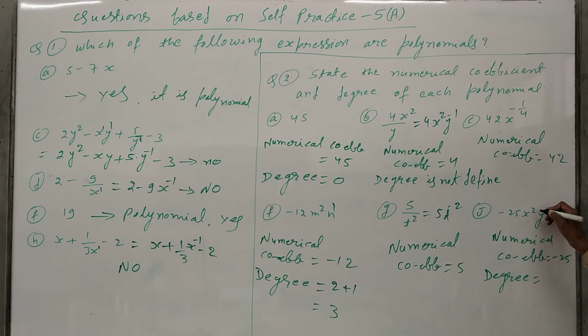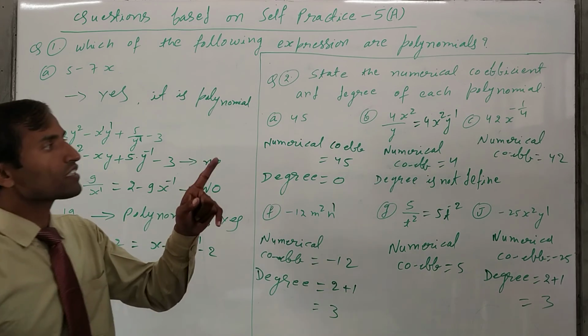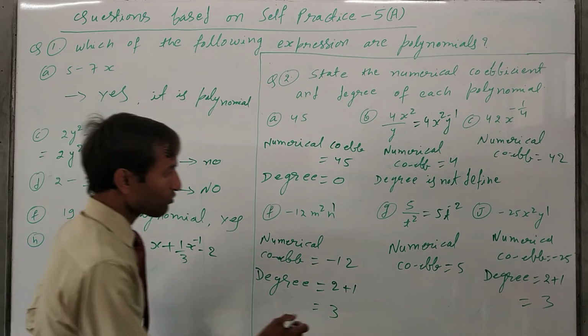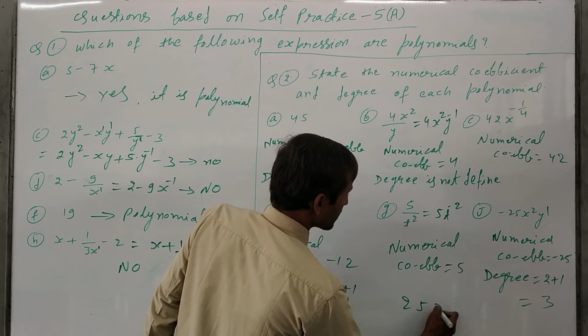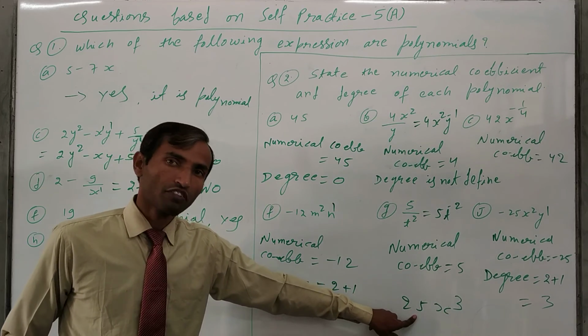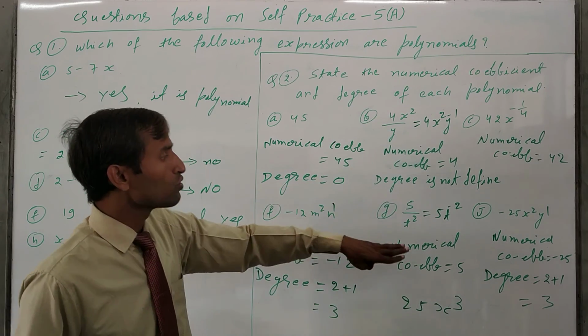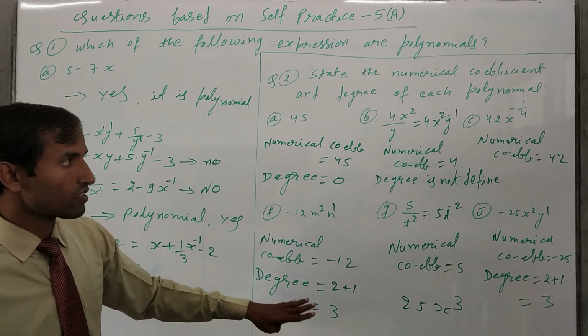again here x power 2 and y power 1 is there. So just add both the powers. If two variables are there, then add both the powers. So degree is equal to 2 plus 1, which is 3. Like that you can find it. If one variable is there, then there is no confusion for degree. For example, 25 x power 3 means degree is 3 only and the coefficient is 25. If there are two variables, then we have to add both the powers. Okay, that is the answer of question 2.